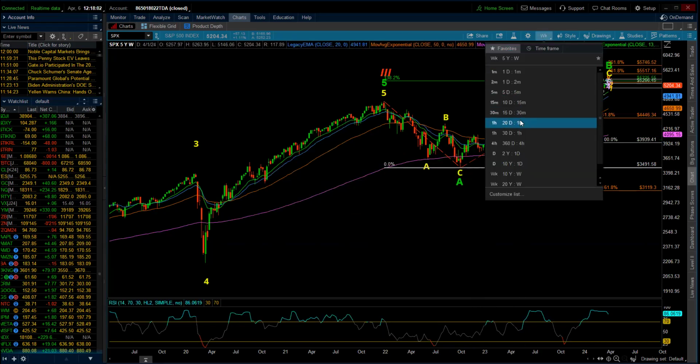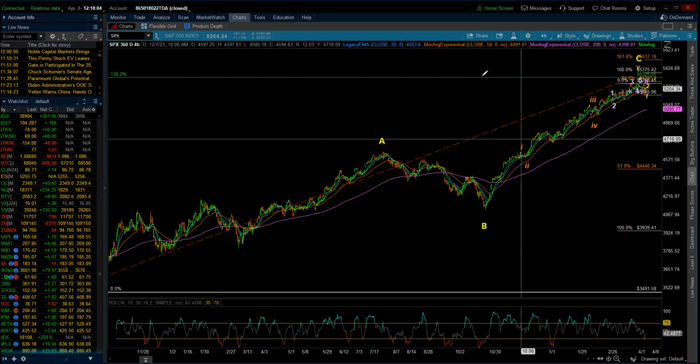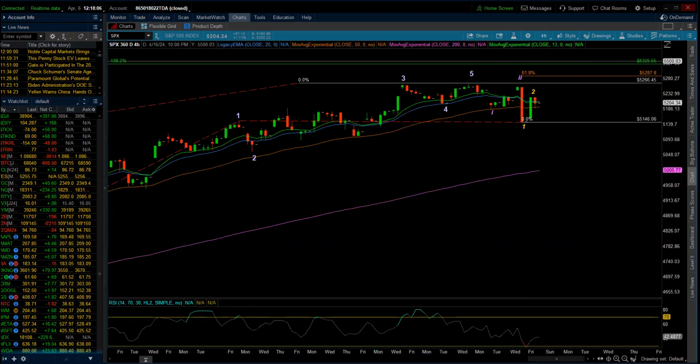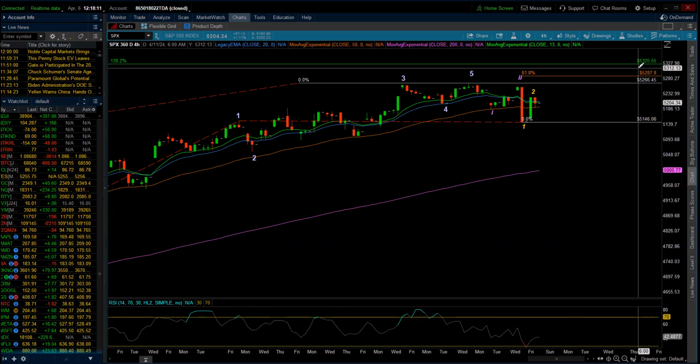Let me go back down to my 4-hour chart and reopen it. You can see 53.25 is where that primary B wave would be equal to 1.382 times the length of primary wave A. That's yet to be seen in the cash market.